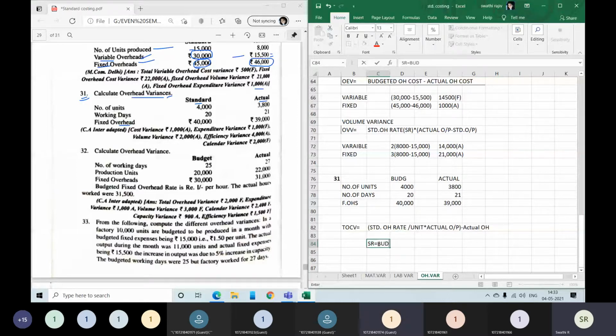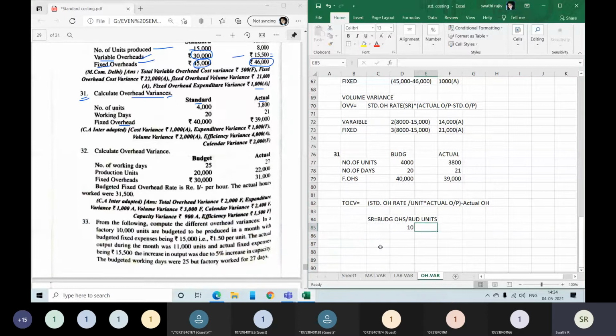Budgeted overheads divided by budgeted output, or units. So what is your budgeted overheads? Only fixed overheads are there, so you don't have to keep checking whether it is fixed or variable. So it is basically 40,000 divided by 4,000. Budgeted unit is 4,000. That gives 10. 10 is your standard rate, so the standard overhead rate per unit is 10.